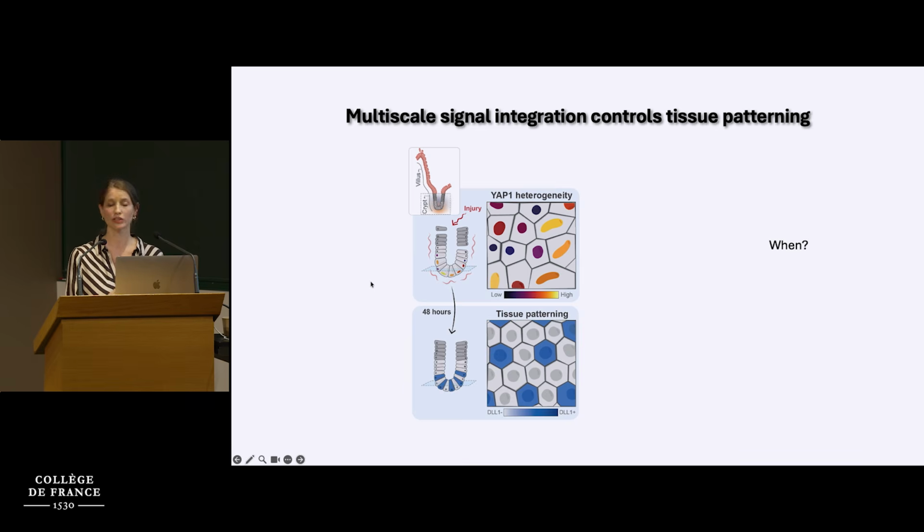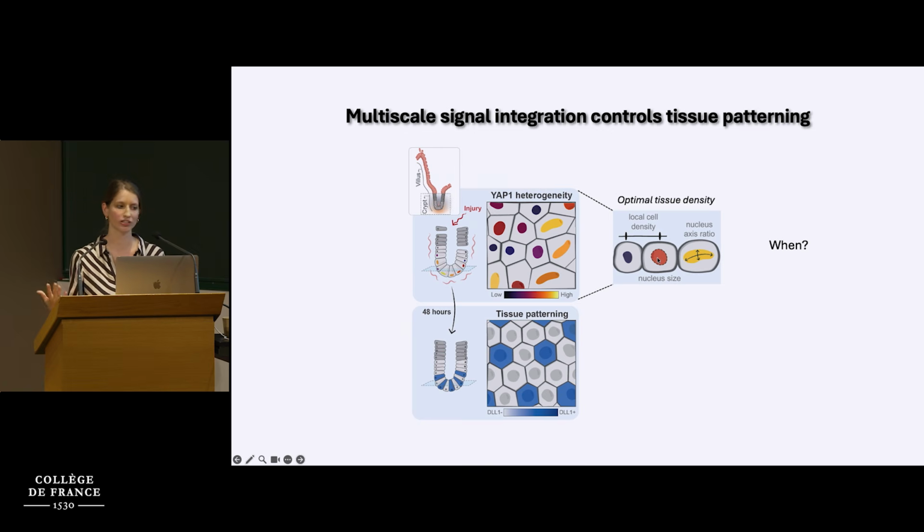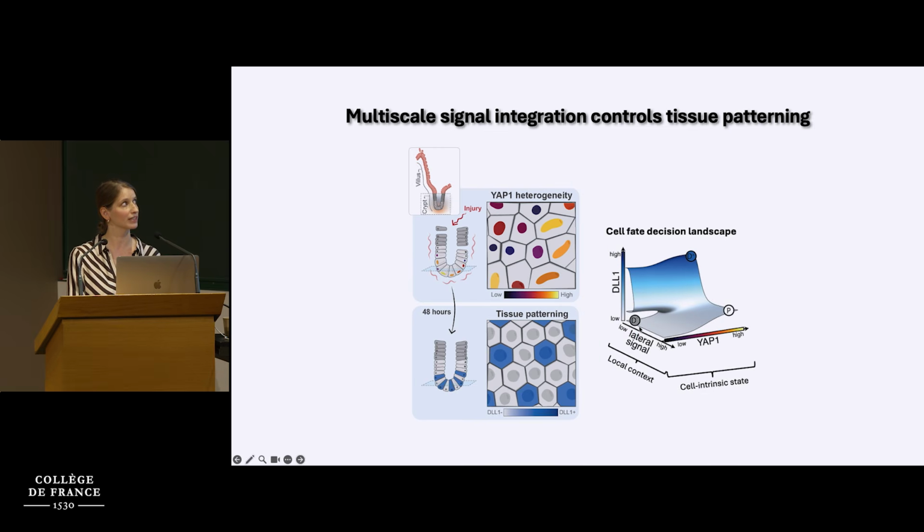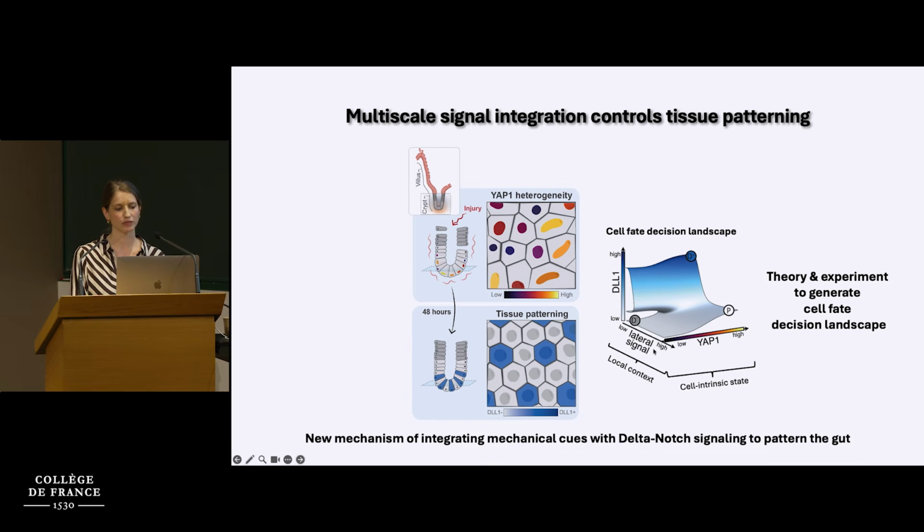Now, I told you today two things, or I wanted to address two questions. First, when is the tissue getting patterned? And this really depends on once the tissue reaches an optimal tissue density, and how is through this regulatory motif, where FOXA is the central integrator of intrinsic and extrinsic features. Now, using high content data, we managed to generate a cell-fate decision landscape that integrates these different aspects and could provide how mechanical cues are integrated with classical Delta-Notch signal to pattern the gut.